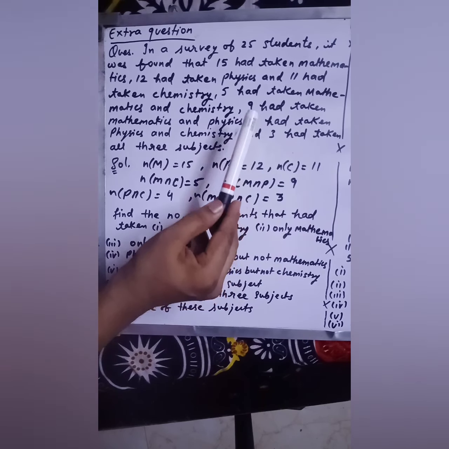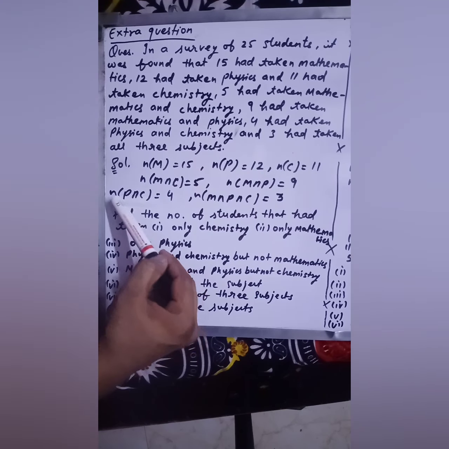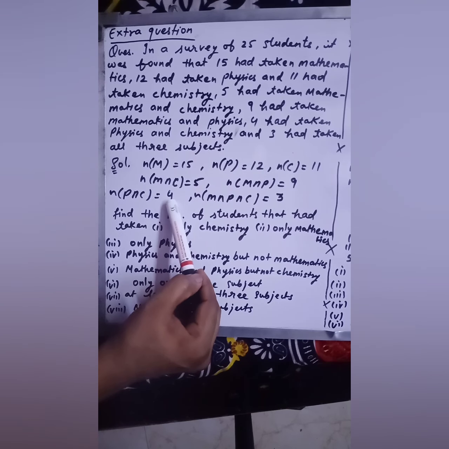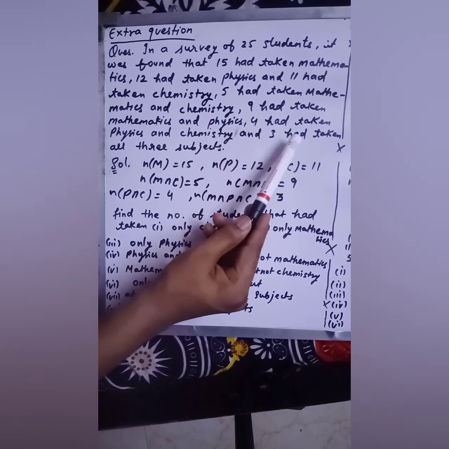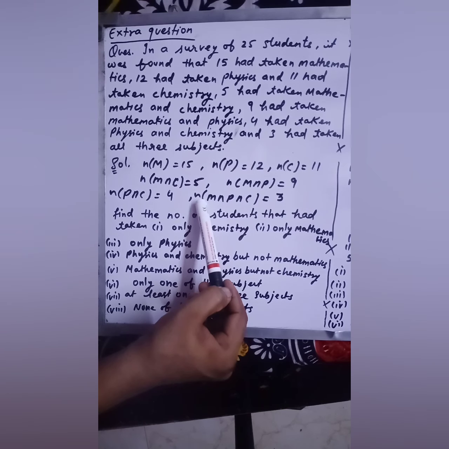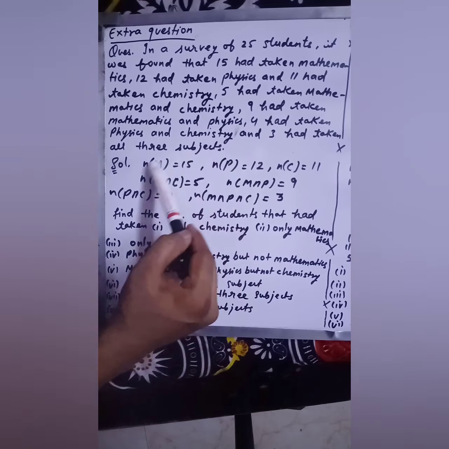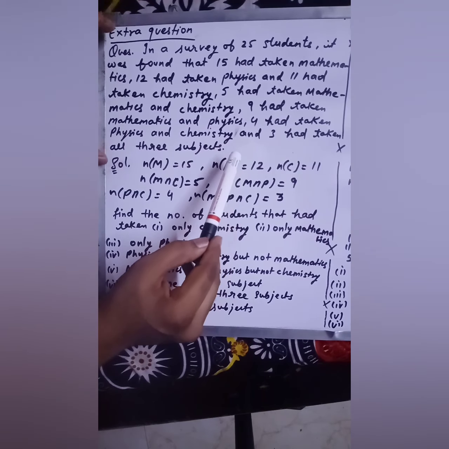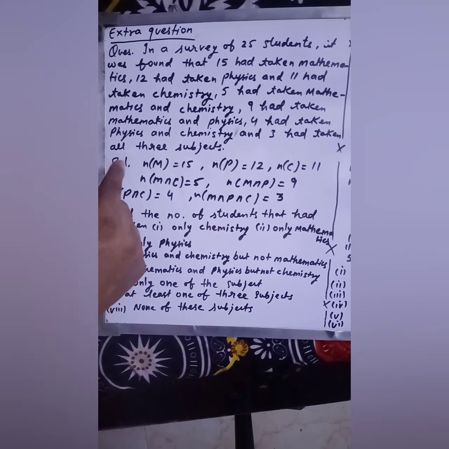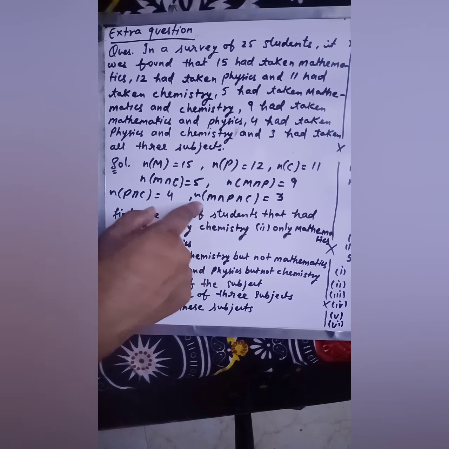Now 4 had taken physics and chemistry. Physics and chemistry, 4 had taken. So that equals 4. And 3 had taken all 3 subjects. So that is the intersection of M, P and C, which equals 3. This is the given data in this question. This value is not given to us, so I have written this so that you can understand it.